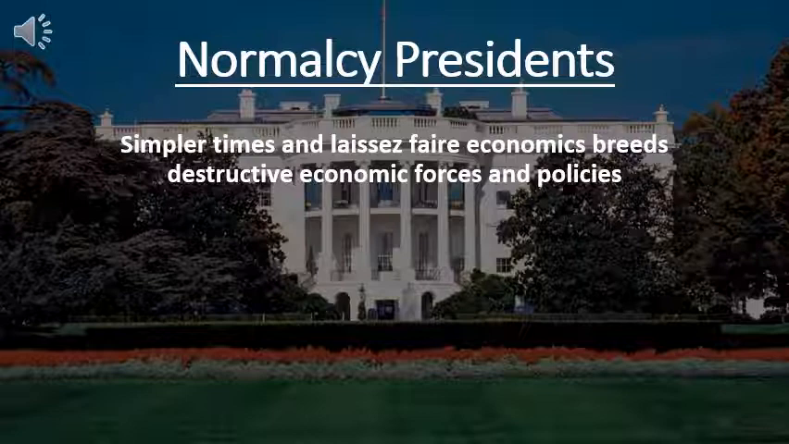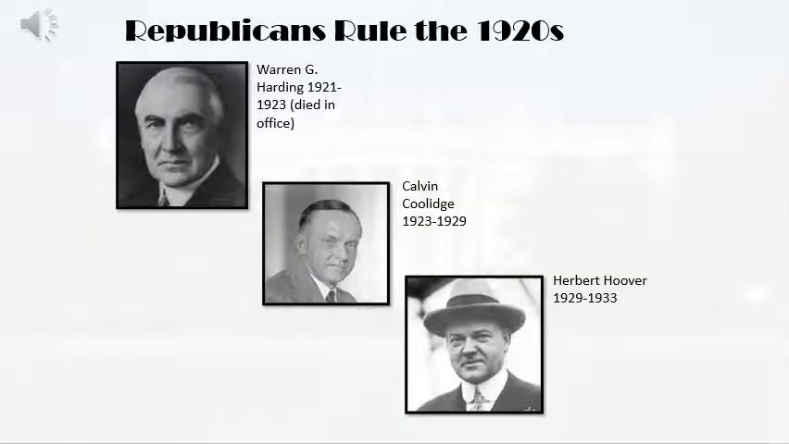Normalcy presidents. Simpler times and the laissez-faire economics breeds destructive economic forces and policies. Republicans ruled the White House in the 1920s, beginning with the administration of Warren G. Harding from 1921 to 1923, who died in office, Calvin Coolidge from 1923 to 1929, after assuming office after Harding's death, and Herbert Hoover from 1929 to 1933.